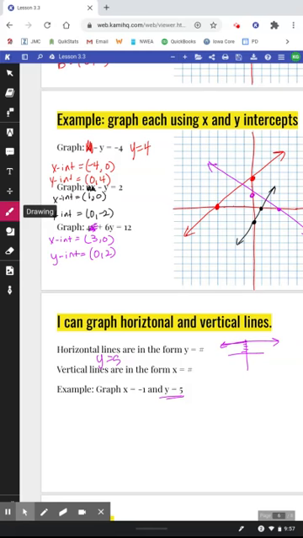If I have just x equals a number, that's a vertical line. So for the example, x equals -1, I just come over here on the x-axis at -1, and it won't cross the y-axis, so it'll just be a vertical line.